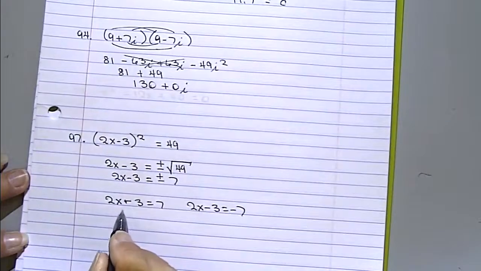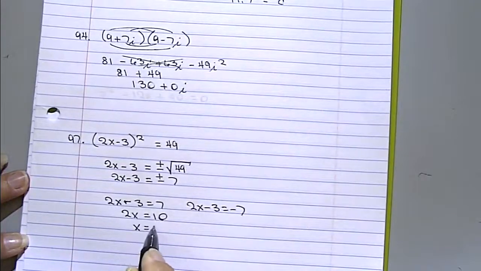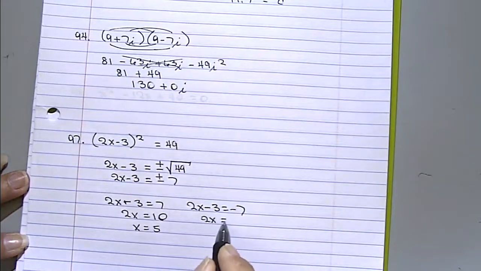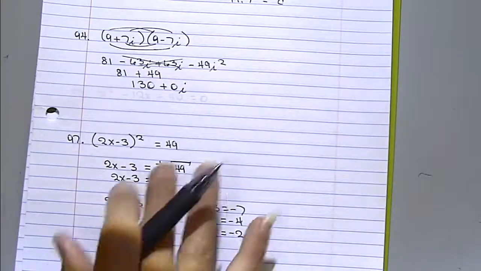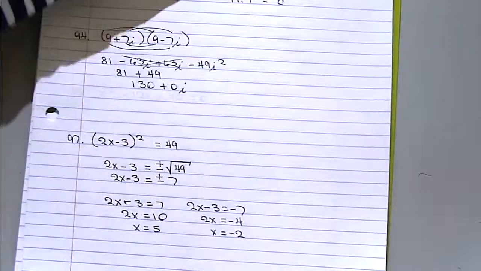And then you solve. Add 3 to both sides, right? 2x is equal to 10. Divide by 2. X is equal to 5. I realize I'm going very fast. Let's do the same thing here. Add 3 to both sides. That's going to equal a negative 4. And that's going to equal, when I divide by 2, a negative 2. Those are my 2 solutions for x. It's that way because I had to take the square root, and that gave me a positive and a negative solution, okay?